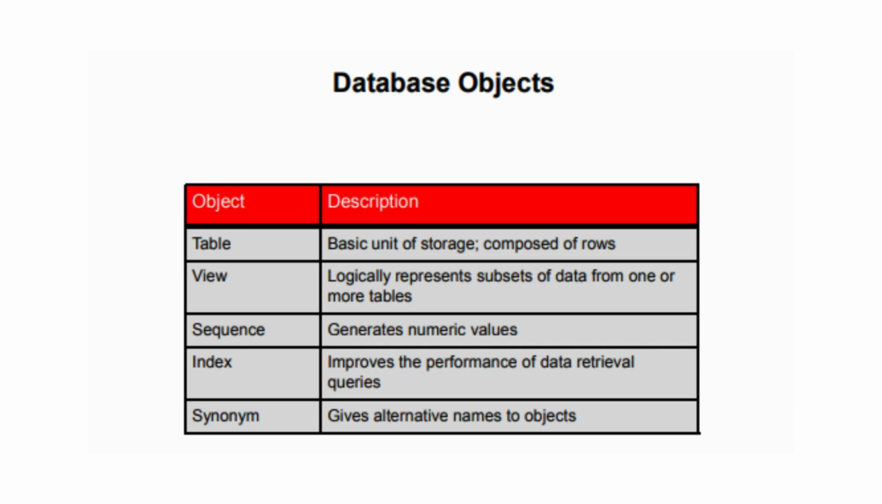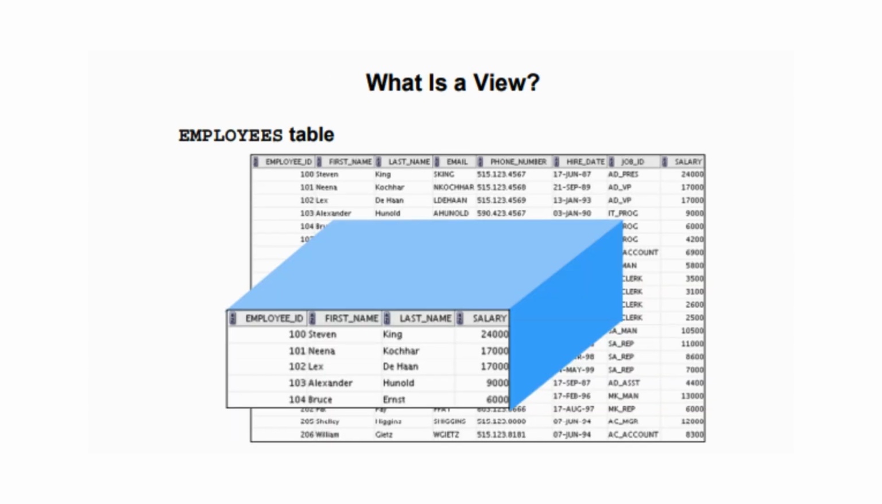If you want to improve the performance of data retrieval queries, you should consider creating an index. You can also use indexes to enforce uniqueness on a column or a collection of columns. You can provide alternative names for objects by using synonyms. You can present logical subsets or combinations of data by creating views of tables.